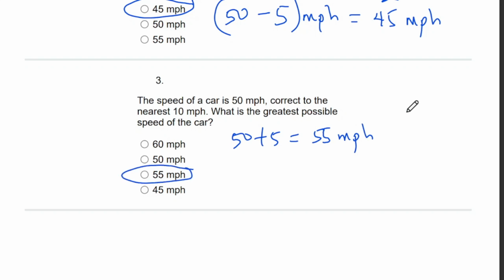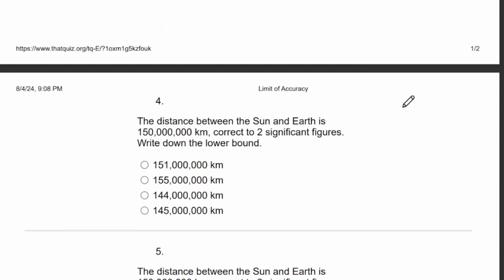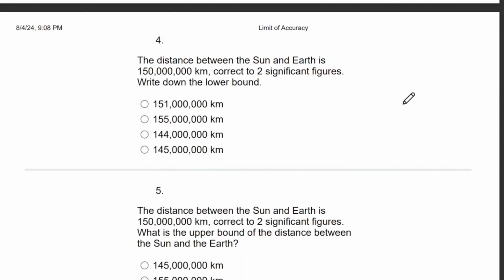The next question is question 4. The distance between the sun and earth is 150 million kilometers, correct to two significant figures. Write down the lower bound. In this case, we have 150 million, correct to two significant figures. So we need to find which unit of value the second significant figure is in. Since this is millions, it is 10 million. That's what it means.